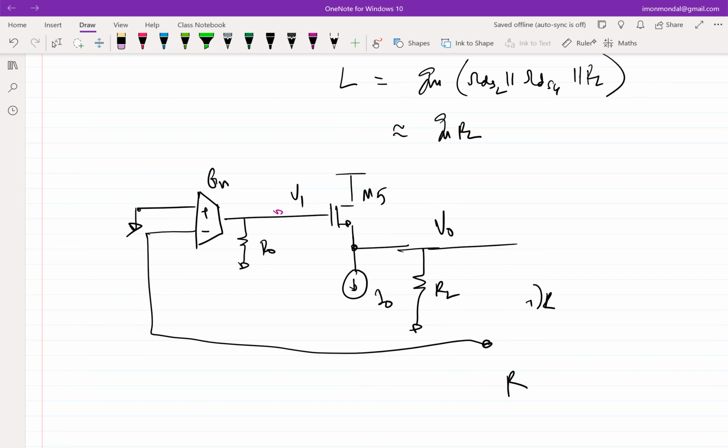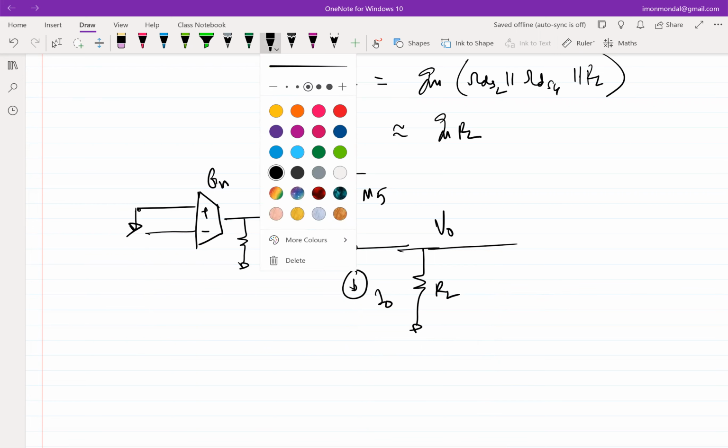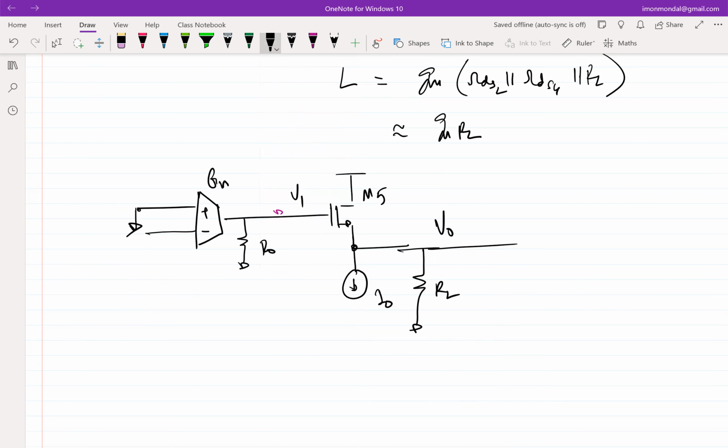So let's say we are doing unity gain feedback. That is, by unity gain feedback, it means I want gain of 1 from input to output. I can always scale up by K by putting this K minus 1 divide by K feedback network. But let's say we are doing this now. So what will be the loop gain? This is V test, this is V0. What will be the loop gain?